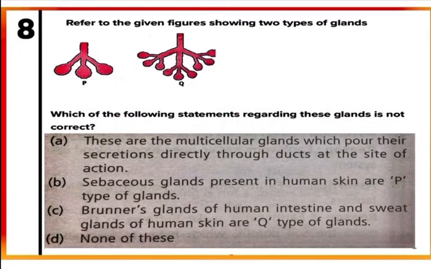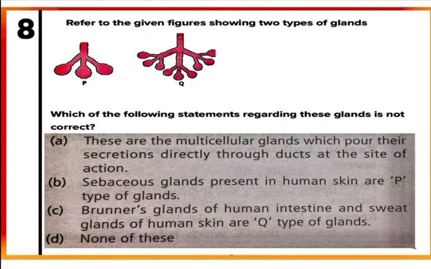Question 8. Refer to the given figures showing two types of glands. Which of the following statements regarding these glands is not correct? Figure P is a simple branched saccular gland and figure Q is showing a compound tubulosaccular gland. Both these are multicellular exocrine glands, pouring secretion through ducts.